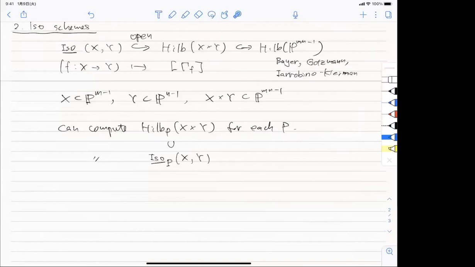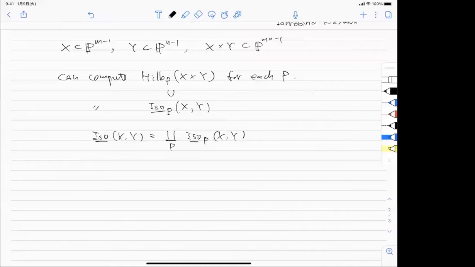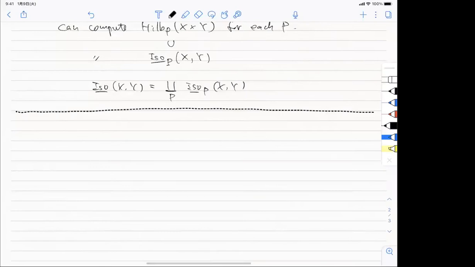And so the entire isoscheme is a disjoint union over P of Iso_P of X, Y. The entire space is locally of finite type, and we can't compute the entire isoscheme, but we can compute each Iso_P(X, Y). Okay, and as I said before, now the isomorphism problem is reduced to the problem of bounding Hilbert polynomials. Now I'd like to move on to the case of one-dimensional schemes.